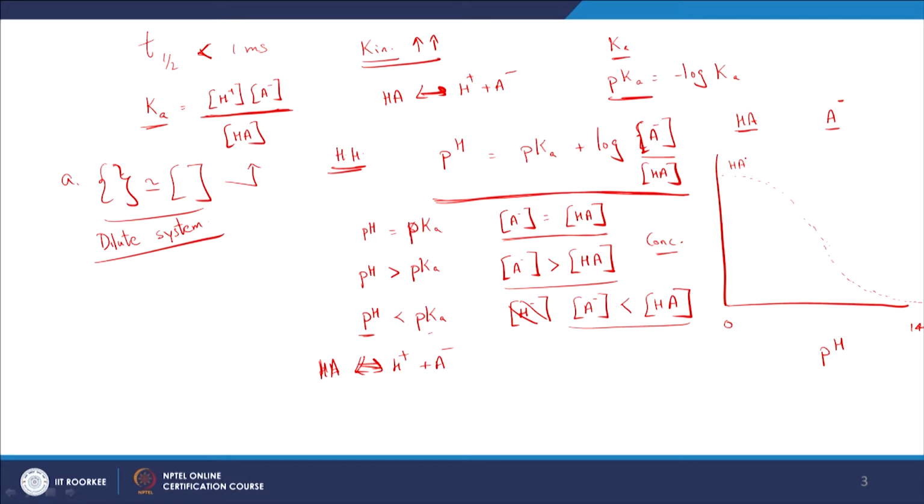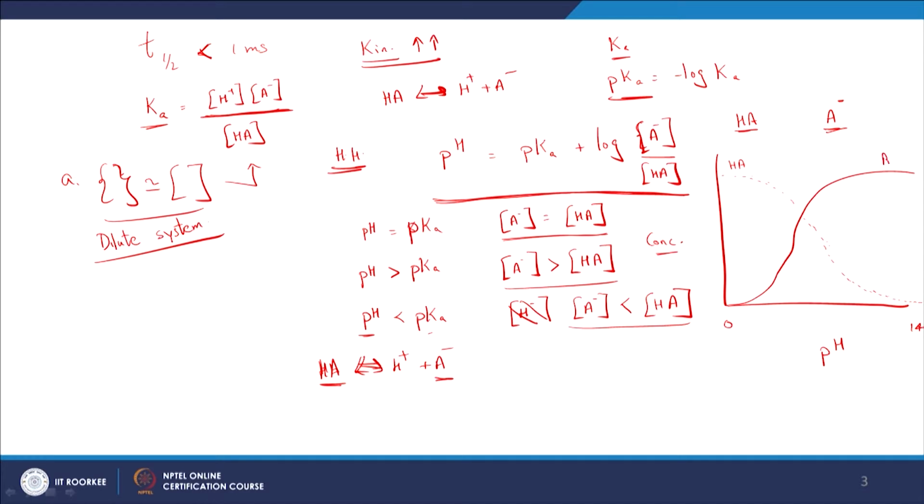And at the same time, what is going to be the behavior of your conjugate base now, or A minus, right. So as HA dissociates, when 1 mole of it dissociates, you are going to have formation of 1 mole of your conjugate base. So in the same case, we are going to have this particular system.